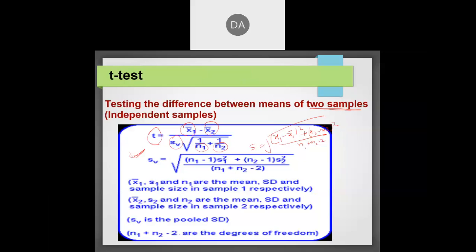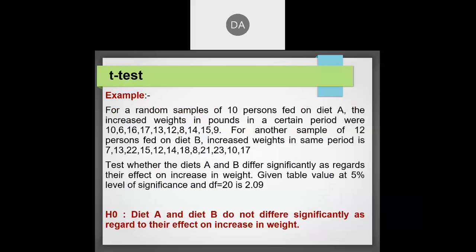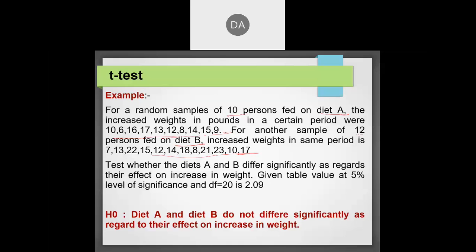So let us take an example for this t-test where we are checking two independent samples. For example, a random sample of 10 fed on diet A had increased weight in pounds in a certain period of 10, 6, 16 and so on. For another sample of 12 fed on diet B, increased weights were these. These are different subjects fed on different diets, A and B. So these two samples are independent. Diet B is not depending on diet A, and diet A is also not depending on diet B. So we can apply the t-test for independent samples.